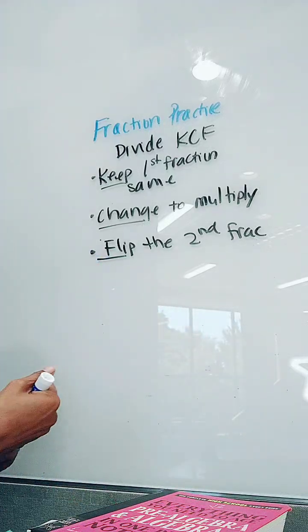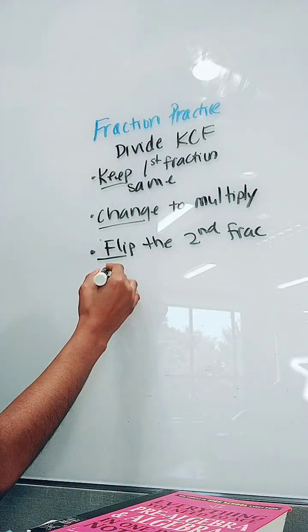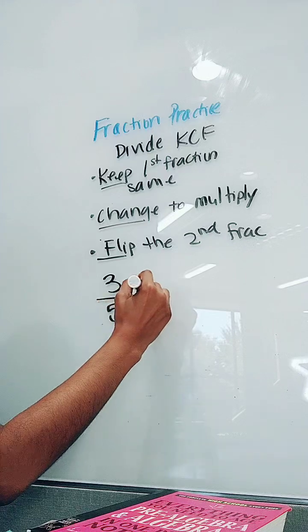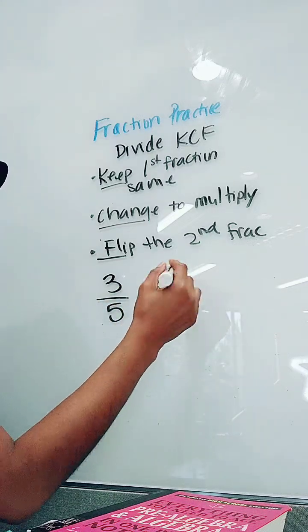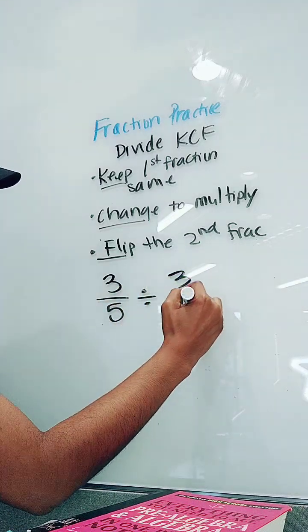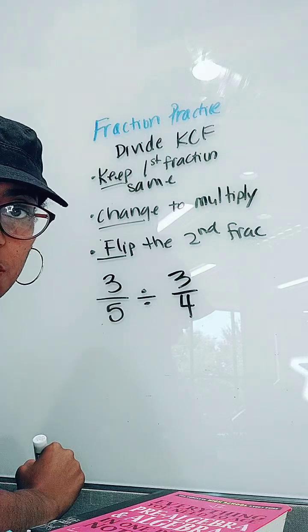All right, so let's say we have 3/5 divided by 3/4. 3/5 divided by 3/4, right?